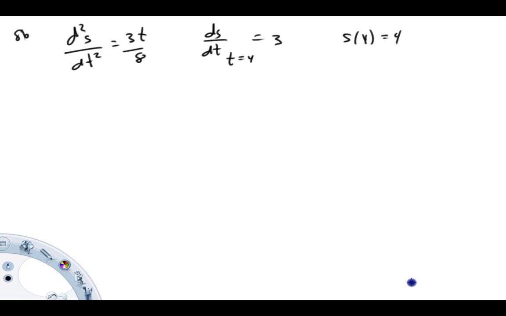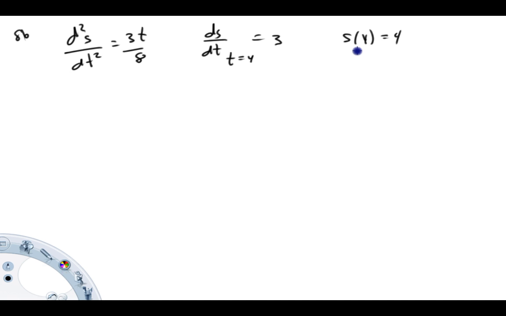The purpose of this video is to demonstrate how to solve a second order differential equation, or at least one way to solve a second order differential equation that has the following conditions. We're going to look at the equation d squared s dt squared equals 3/8 t, and ds dt needs to equal 3 when t is equal to 4, and s needs to equal 4 when t is equal to 4. So we're looking for a function that satisfies all of these criteria.